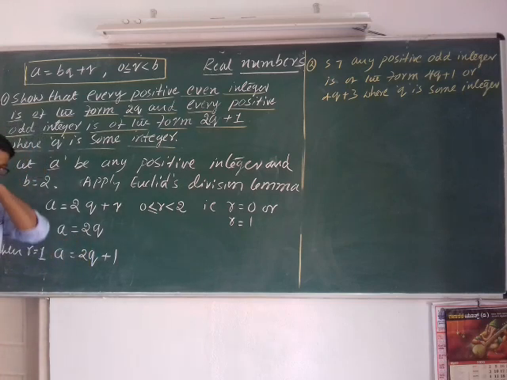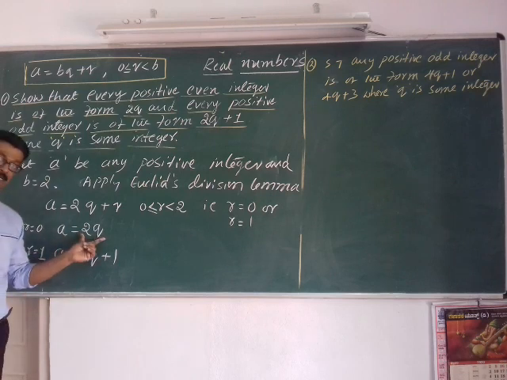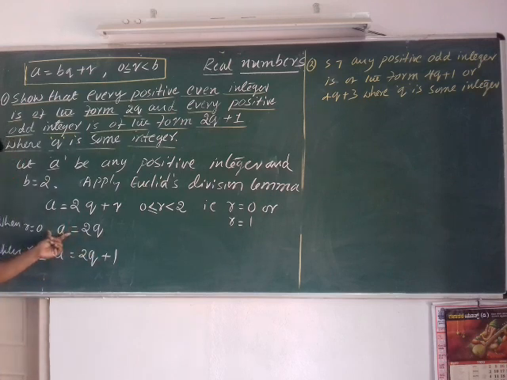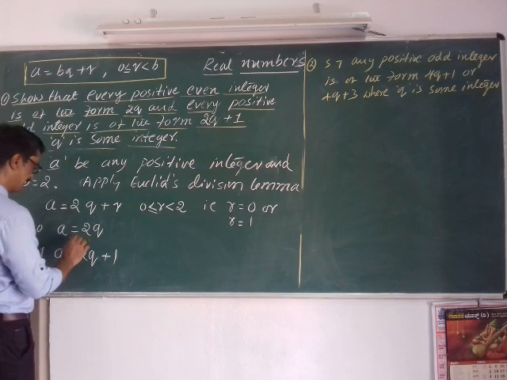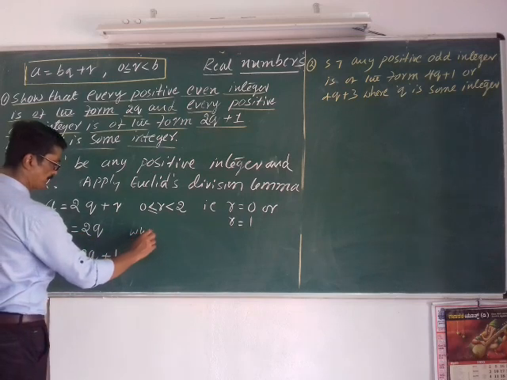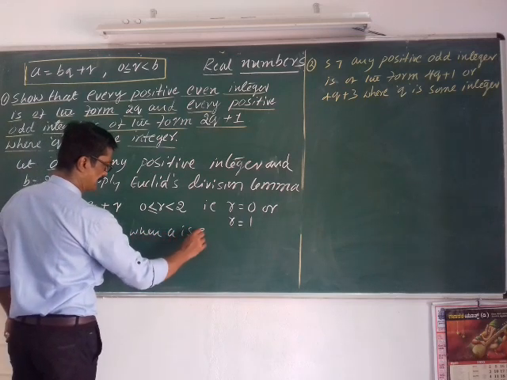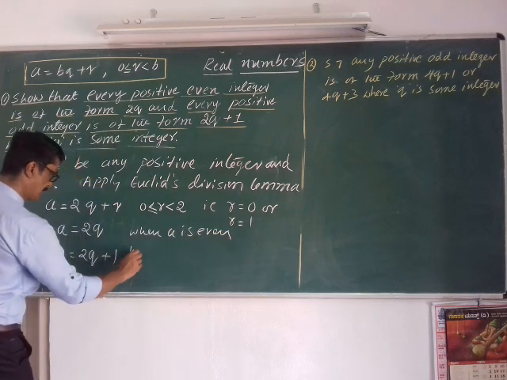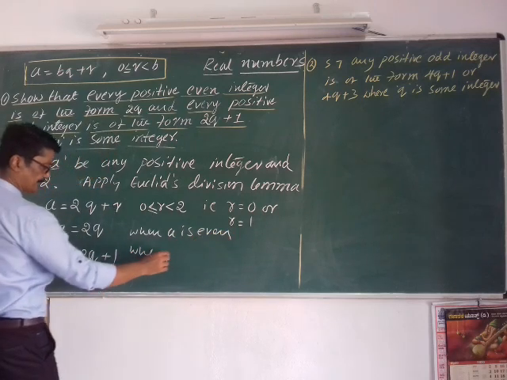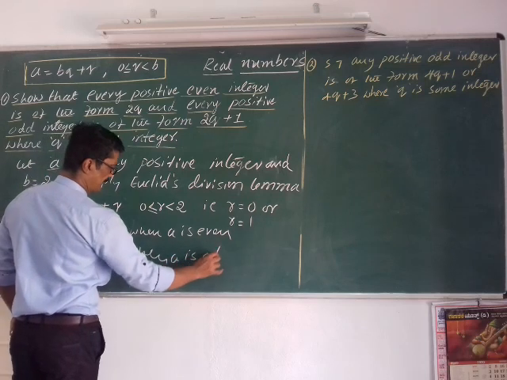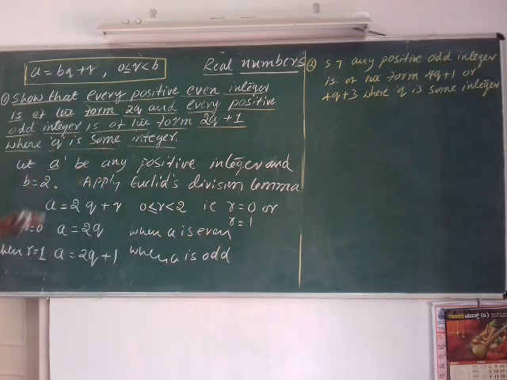And there are only two possibilities. If we take a positive integer, either it will be even or it will be odd. If it is a multiple of 2, it is even. If it is not a multiple of 2, it will be an odd integer. So a is equal to 2q when a is even, and a is equal to 2q plus 1 when a is odd. Very simple. Only a few lines you are expected to write.